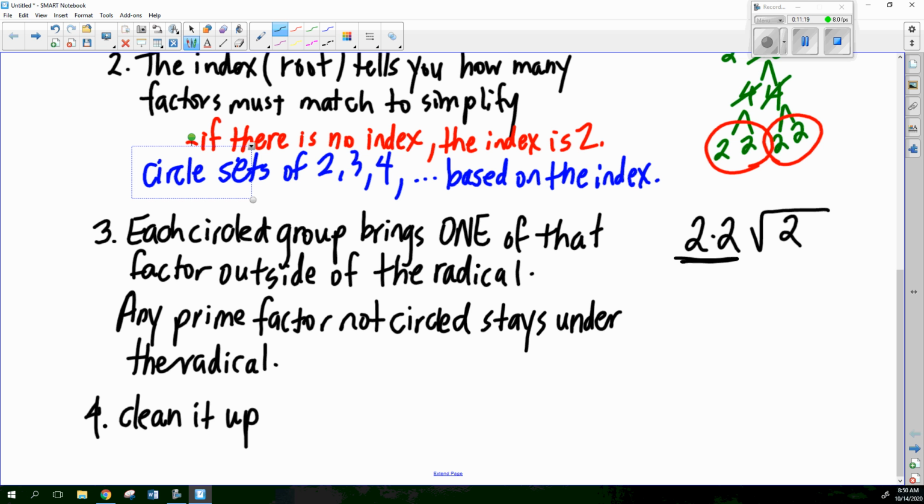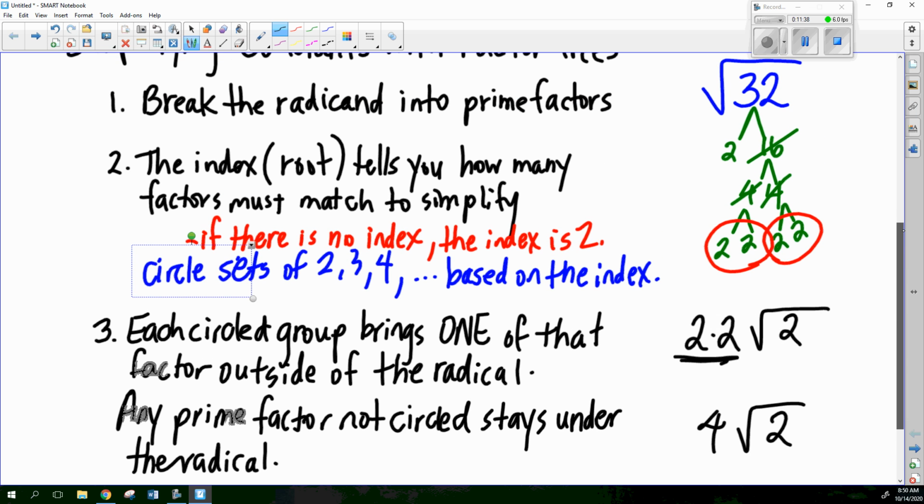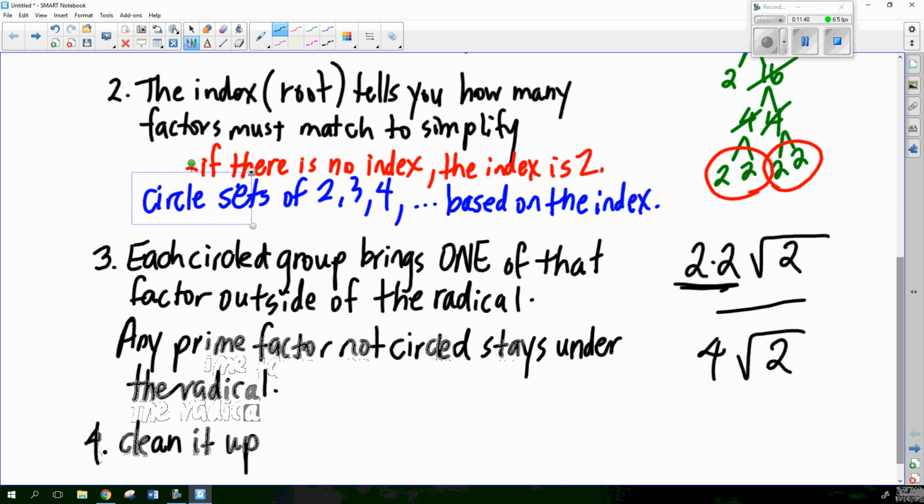All right, so that means I have to actually do any multiplication in front. And if I happen to have any multiplication underneath, I would have to do that as well. All right, so according to the steps here, the square root of 32 simplifies to be 4 times the square root of 2. All right, now if you wanted to check yourself, you could type in the square root of 32 in your calculator and get a decimal. And then you could type in 4 times the square root of 2, and you better get the same decimal. Okay?